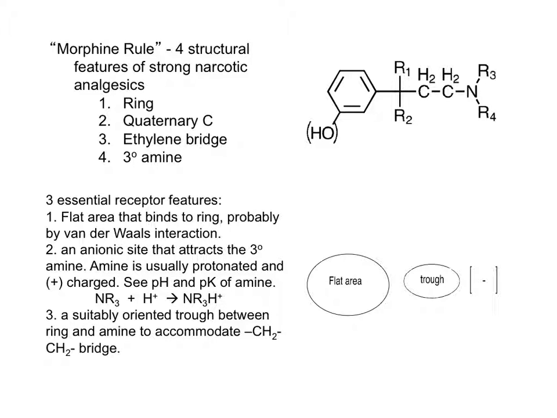The benzene ring is trigonal planar at each carbon. That's what makes it flat. That binds to the flat area of the receptor. The ethylene bridge is accommodated in this trough in the receptor. Under physiological conditions, the nitrogen accepts a proton, which gives it a plus charge, and that forms an ionic bond to the anionic site of the receptor.